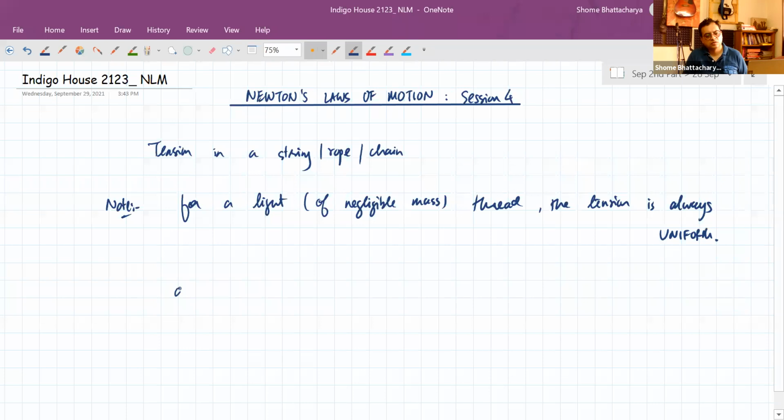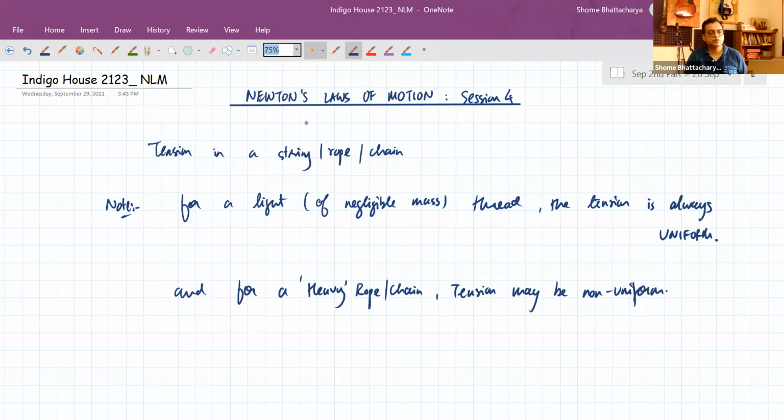Whereas for a heavy rope or chain, the tension may be variable. So it may be non-uniform. Let us once again understand this with two examples.